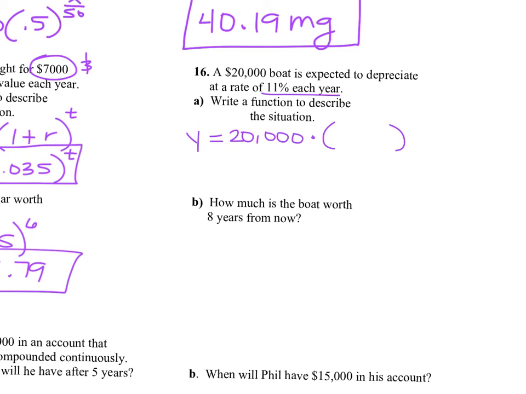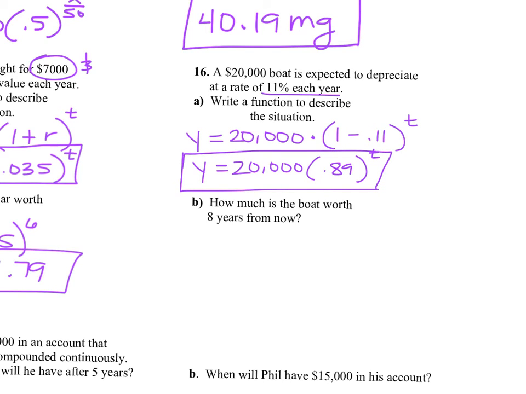and now again, we're depreciating. So this one is decay, which means we need to be a number less than 1. But you have to subtract from 1, right? Because it'll be 89% of what it used to be. Does that make sense? So you don't want to put 0.11 in right here. You want to do 1 minus 0.11. So it's going to be 20,000 times 0.89 to the t power. So this would be your function.